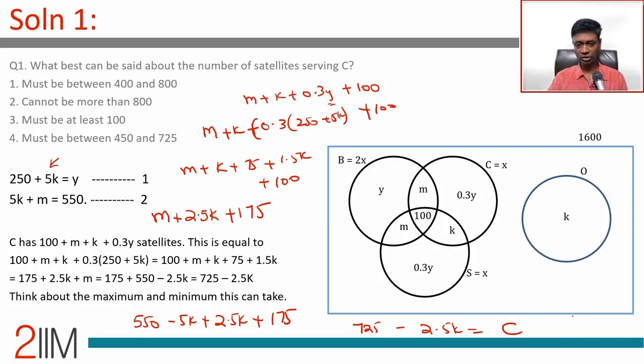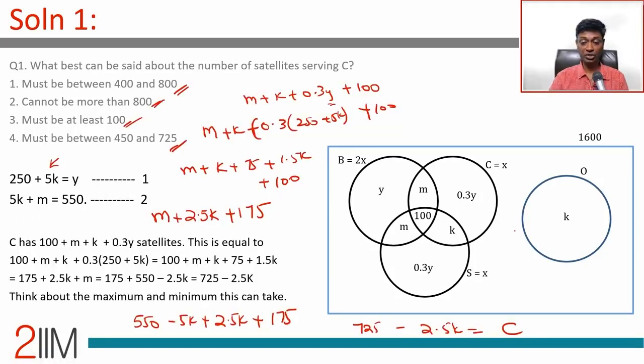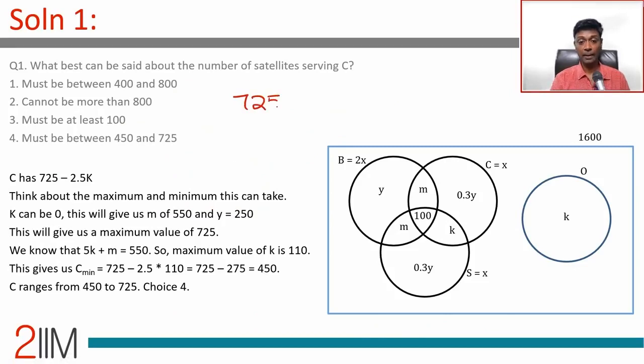Wonderful. Now let's look at this. Obviously, the answer is not in terms of one value. And so we know the expression is 725 minus 2.5k. So the maximum this can be is 725. Must be between 400 and 800 is probably true, but not good enough. Cannot be more than 800. It's also probably true. Must be at least 100 is also probably true. Saying what best can be said.